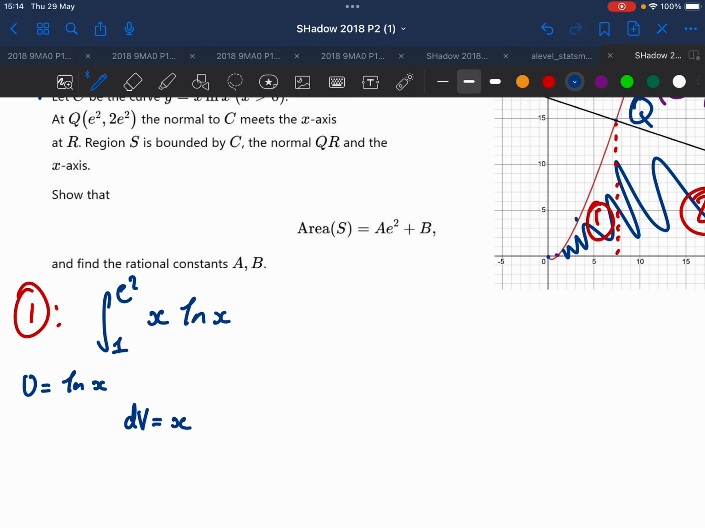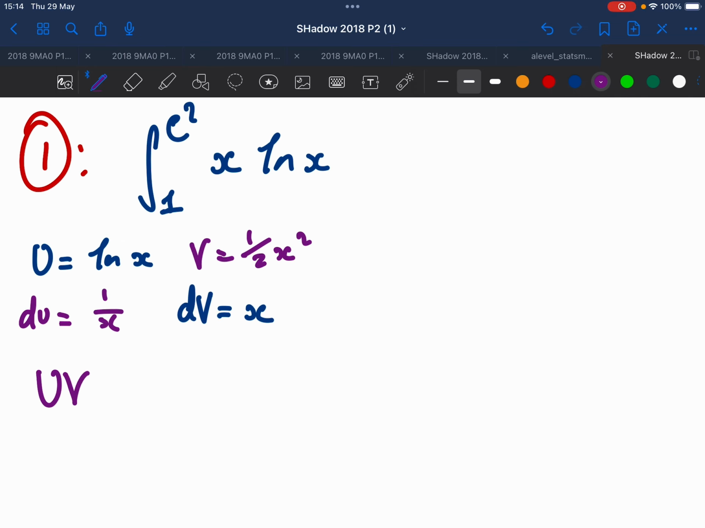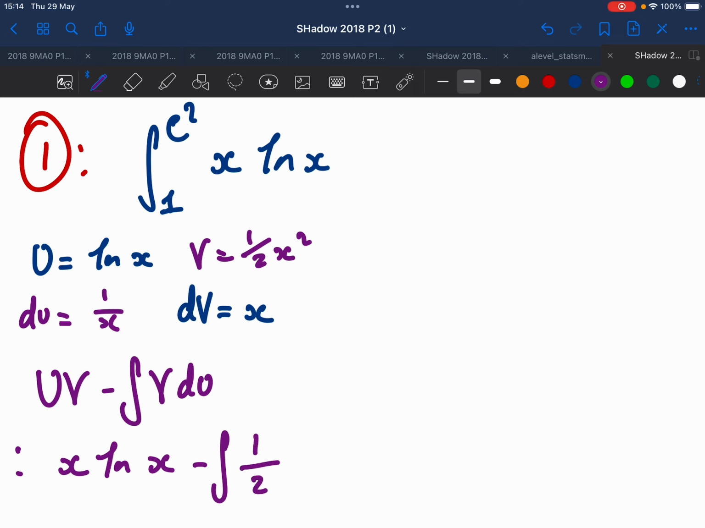So I'm going to work these bits out, which means du will be 1 over x, and v will be half x squared. And if I write them into my formula, uv minus the integral of v du, I get the following. I get x ln x minus the integral of v du. So that's a half x squared times 1 over x.